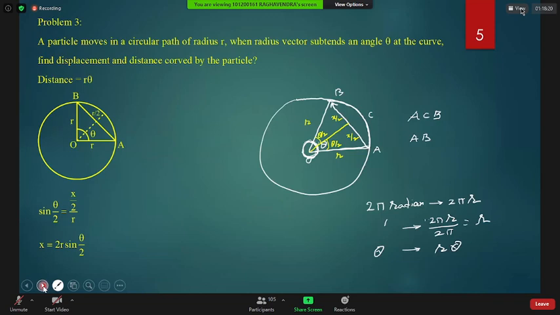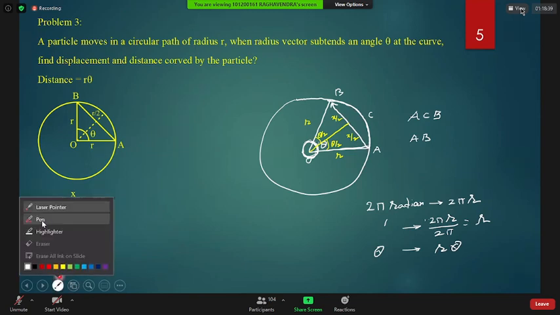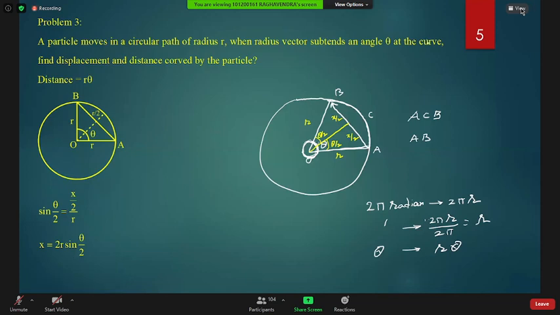Don't see the solution. A particle moves in a circular path of radius r. Radius vector subtends an angle theta at the center. You take at the center. Find displacement and distance covered by the particle.